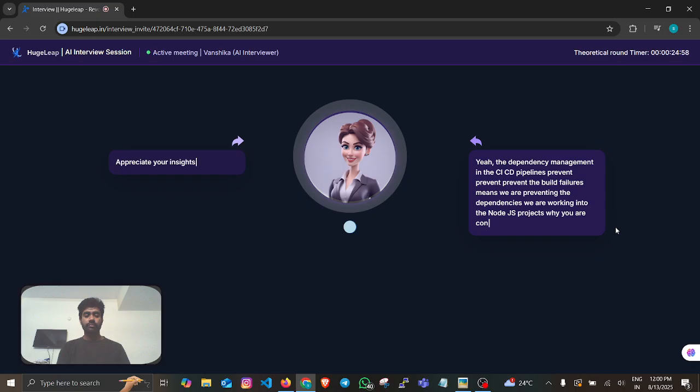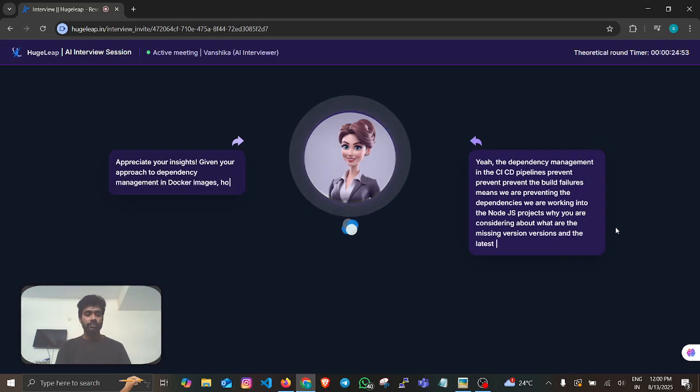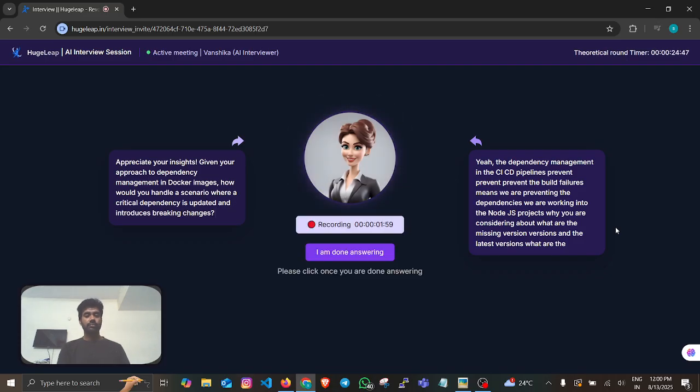Appreciate your insights. Given your approach to dependency management in Docker images, how would you handle a scenario where a critical dependency is updated and introduces breaking changes?